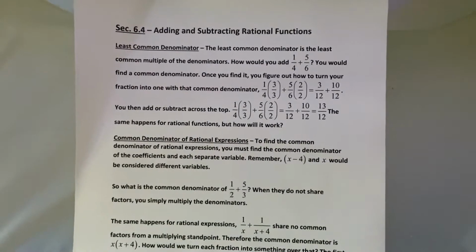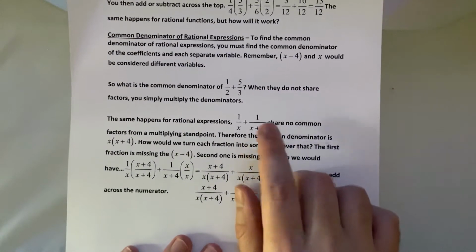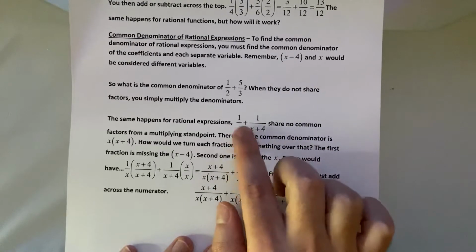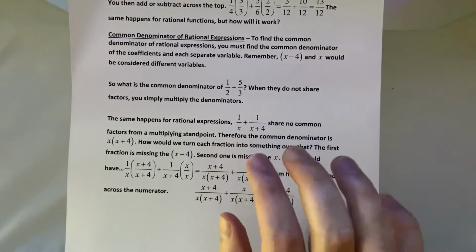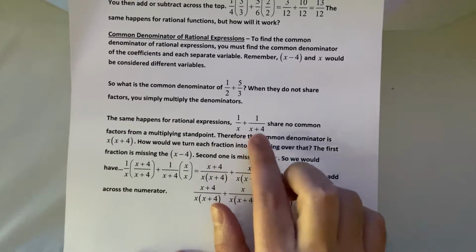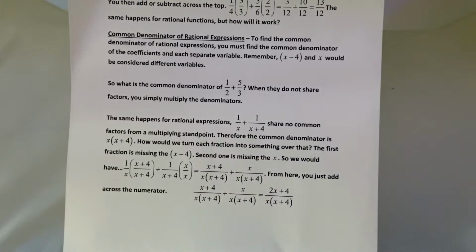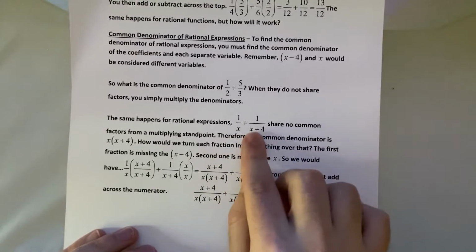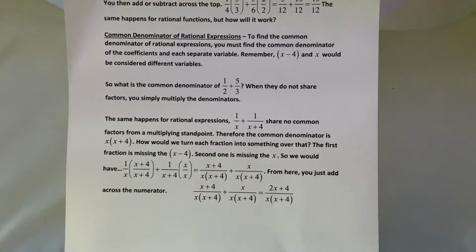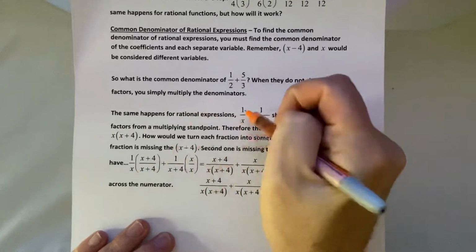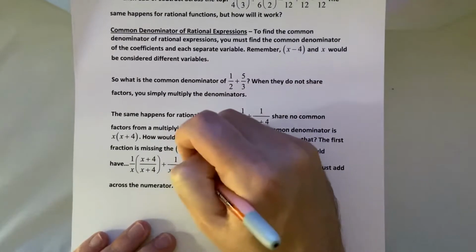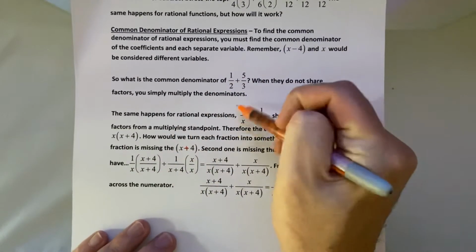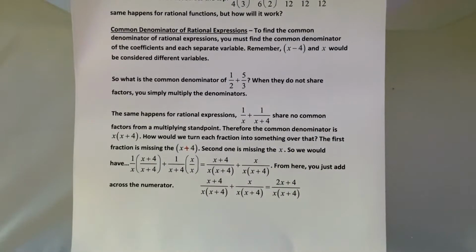So let's talk about what happens if we have 1 over x plus 1 over x plus 4. They don't have a common factor, and the common denominator is going to need the highest power of each one, x and x plus 4 that you see. Both of those are to the first power, so our common denominator here is an x and an x plus 4. So what does that mean? It means that the first one, 1 over x, is missing the x plus 4, which means we have to multiply the first fraction by x plus 4 over x plus 4. The second fraction, 1 over x plus 4, is missing the x, so we need to multiply by x over x.